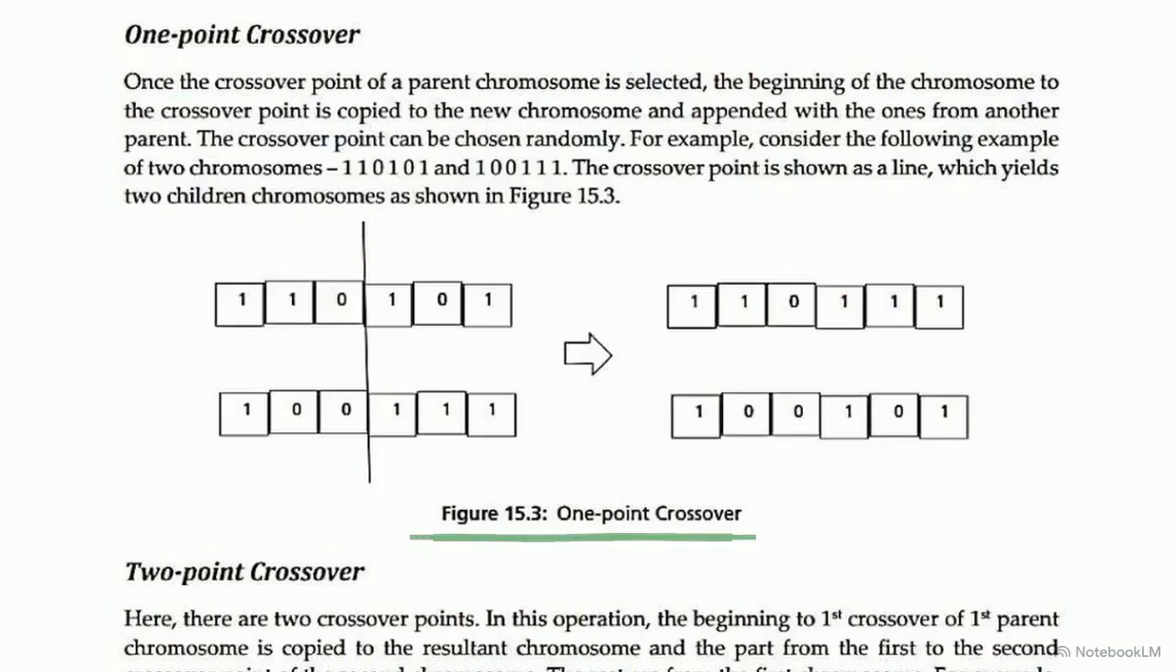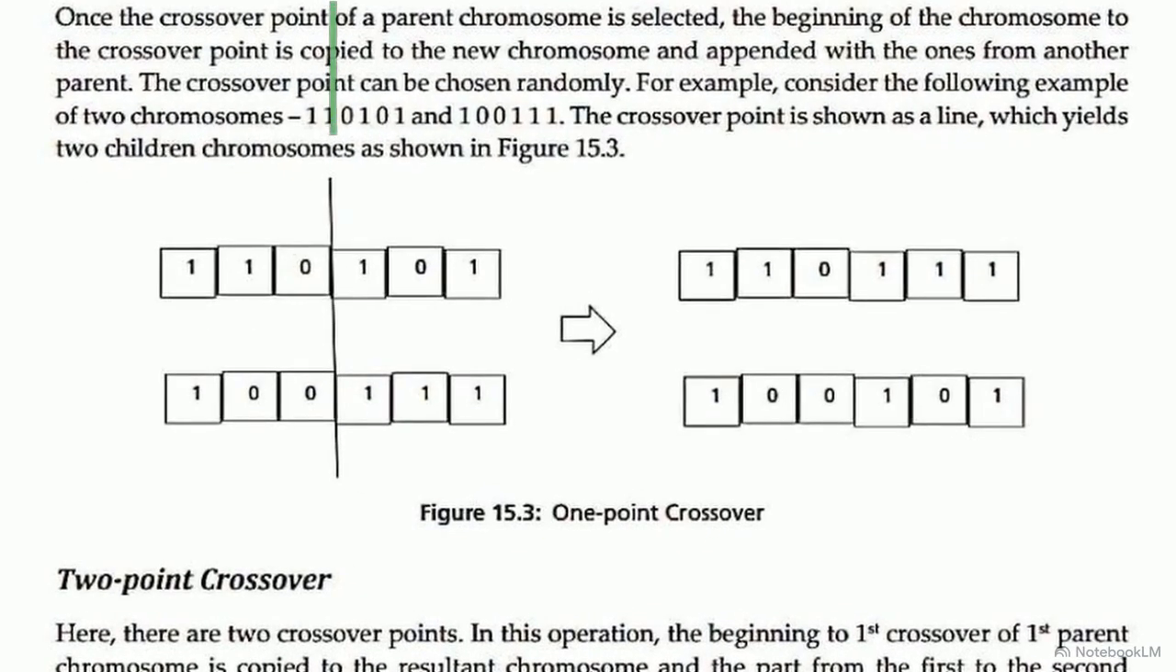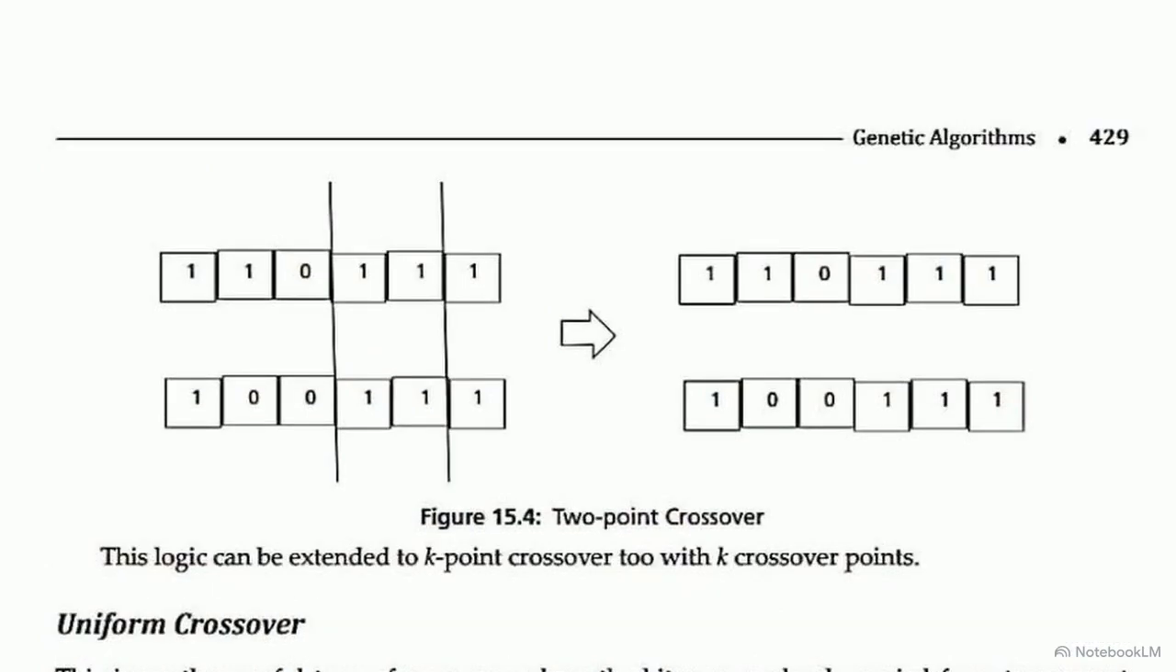Here in Figure 15.3, we see reproduction in action. During a 1-point crossover, the algorithm picks a random dividing line on 2 parent strings, snaps them in half, and swaps the tails. A 2-point crossover does the exact same thing, but swaps a middle segment instead.